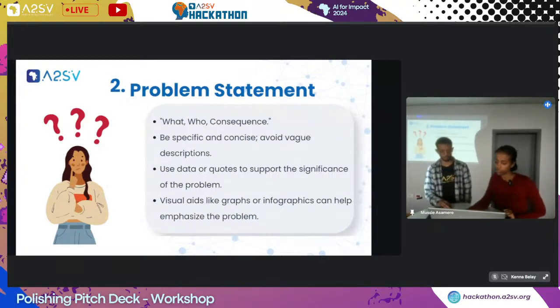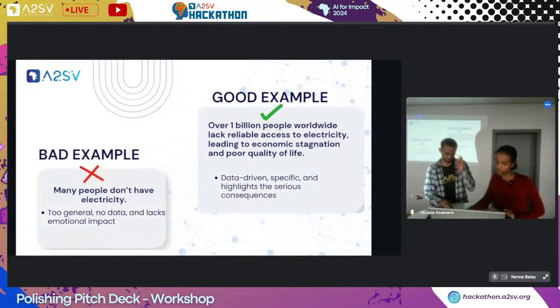So let's look at the examples for this. Okay, so if you said your problem statement is many people don't have electricity, it's really too general. It has no data or emotional impact, and it doesn't really convey that much information. But if your problem statement was over 1 billion people worldwide lack reliable access to electricity, leading to economic stagnation and poor quality of life.